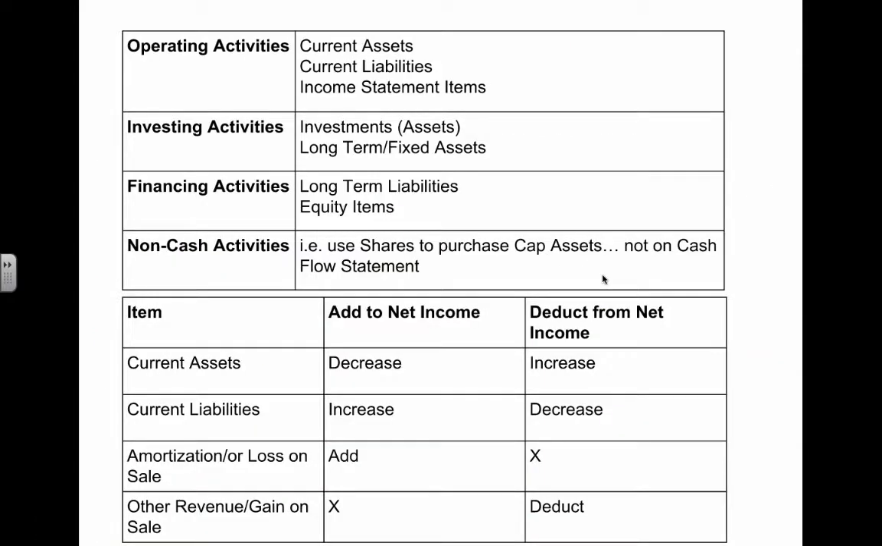That sounds a little complicated. This is a little cheat sheet I put together for you. You can find it on my website. It's called Cashflow Cheat Sheet. It has all this information on it.